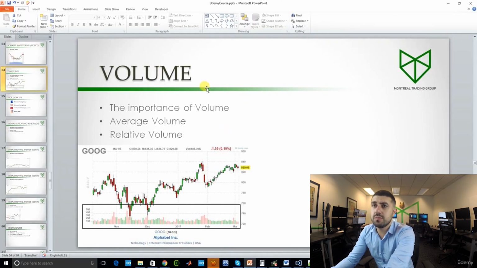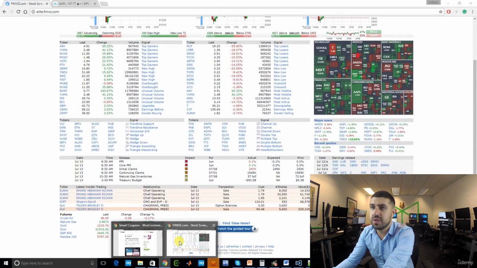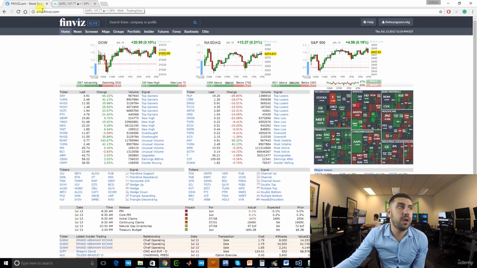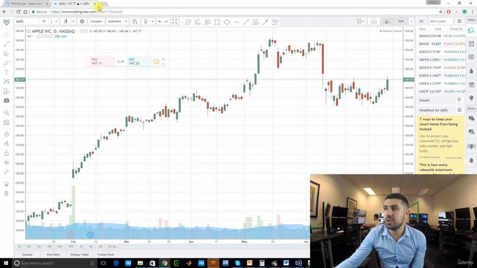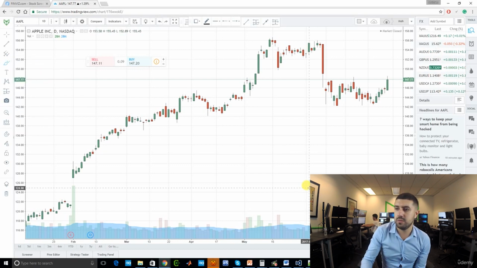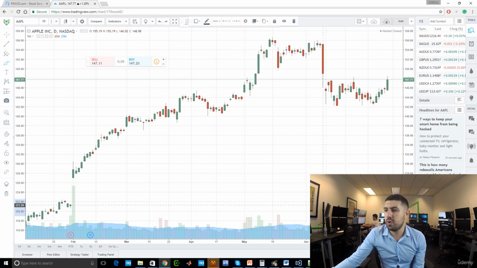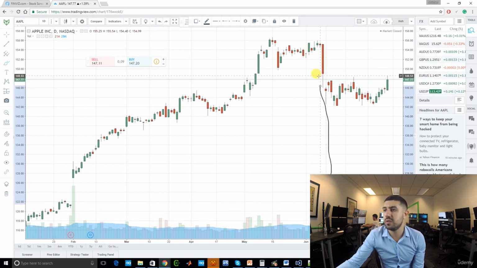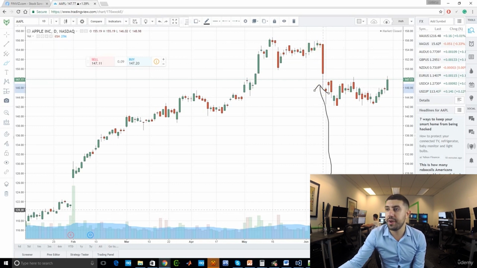And let's actually just pull up a chart. Let's go on Apple here. I have Apple on this chart. If I'm looking at Apple, well, look at this. This is the volume at the bottom, right? And you can see here there's an increase in volume. Here, regular volume, here increase, and you see it's associated with this drop. So something happened here, and a lot of people traded.